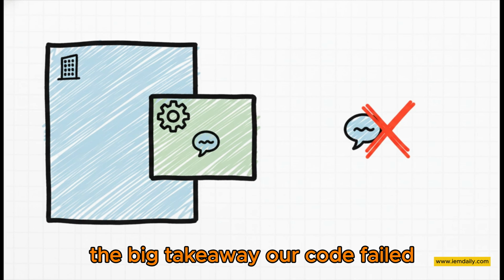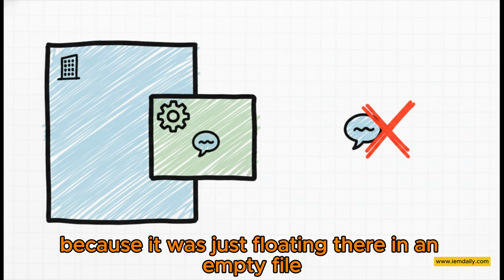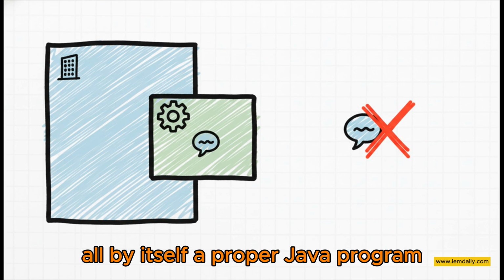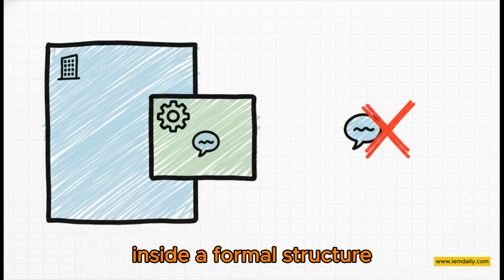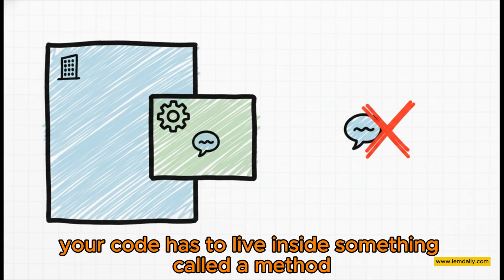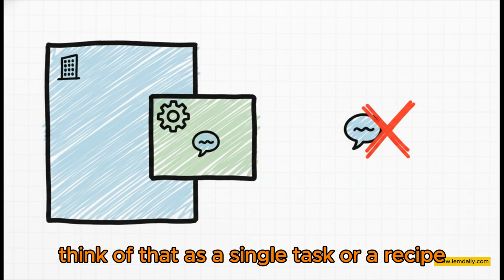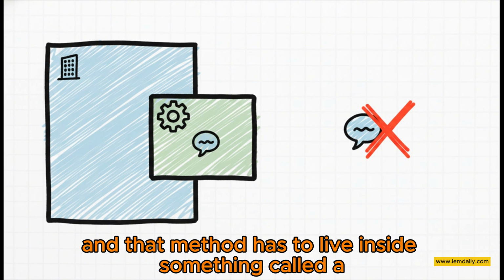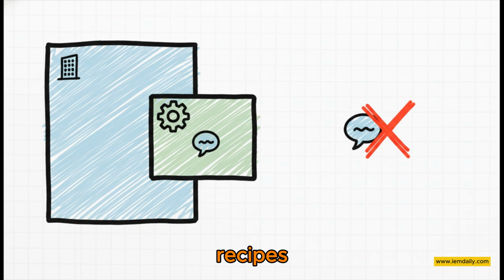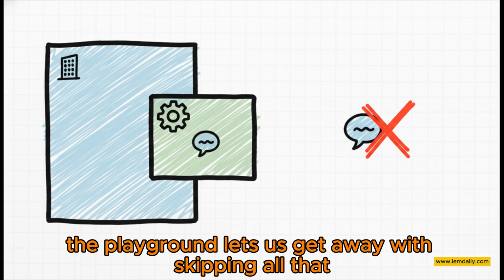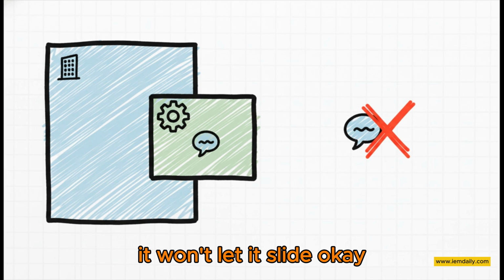So here it is, the big takeaway. Our code failed because it was just floating there in an empty file all by itself. A proper Java program, a blueprint, demands that every single instruction lives inside a formal structure. More specifically, your code has to live inside something called a method. Think of that as a single task or a recipe. And that method has to live inside something called a class, which is like a big container for all the related recipes. The playground lets us get away with skipping all that. But the blueprint? Nope, it won't let it slide.